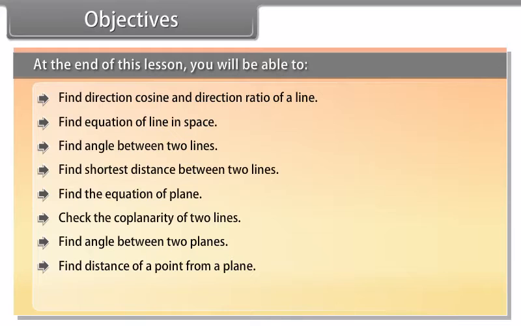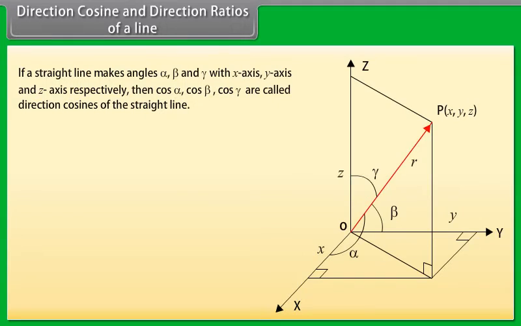plane, find angle between a line and a plane. Direction cosine and direction ratios of a line. If a straight line makes angles alpha, beta and gamma with x-axis, y-axis and z-axis respectively, then cos alpha, cos beta, cos gamma are called direction cosines of the straight line. Direction cosines are generally denoted by L, M, N.